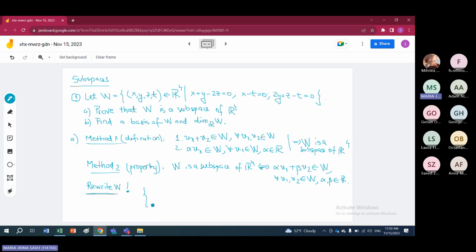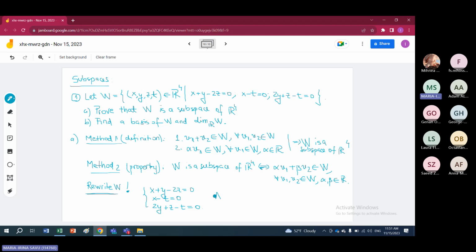So if you try W, this x plus y minus 2z is 0, x minus t is 0, and 2y plus z minus t is also 0. What type of system is this one? It's a homogeneous system. Yes, homogeneous system. So you will have at least the null solution, and now you have to see if you have other solutions.